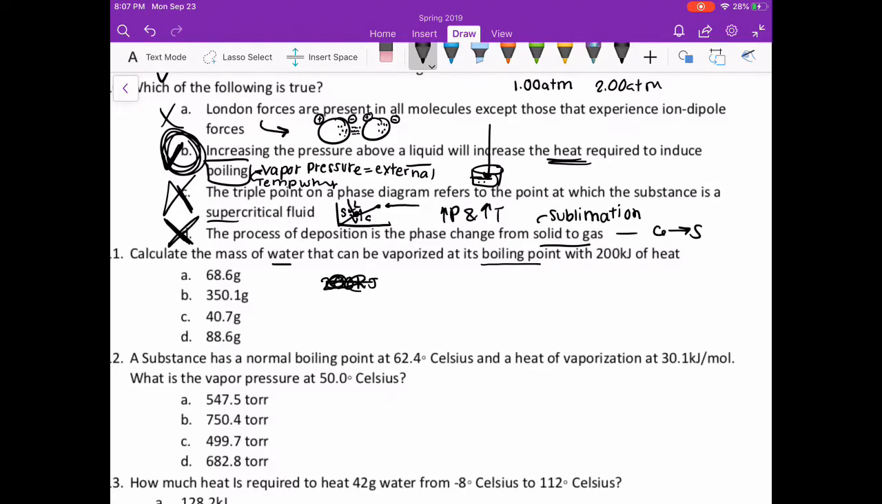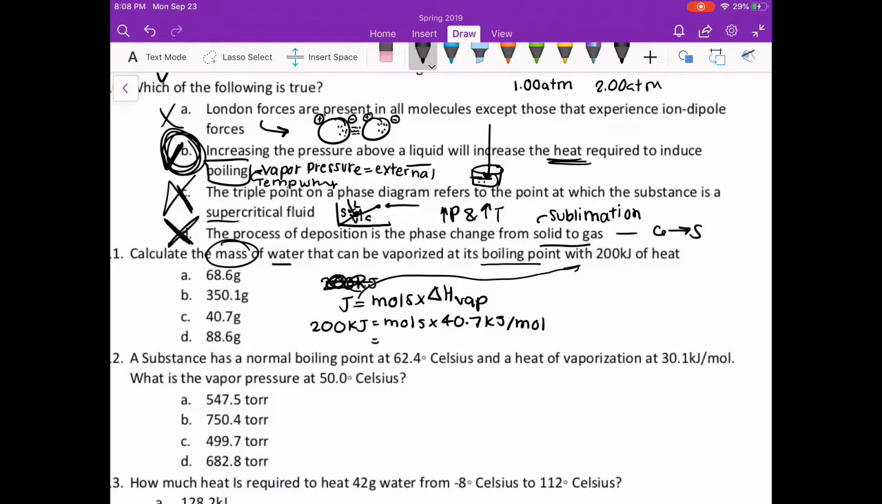But I guess to start over, the equation you're going to use is joules equals moles times whatever delta H is. So this is going to be delta H of vaporization, because when I boil, I'm vaporizing. So I'm going to sub in what I have, which is 200 kilojoules, equal to the amount of moles I have, but I don't have moles yet. So what I want to do is multiply it by 40.7, which is the heat of vaporization.